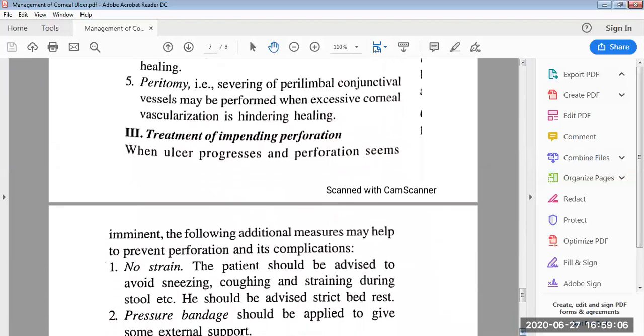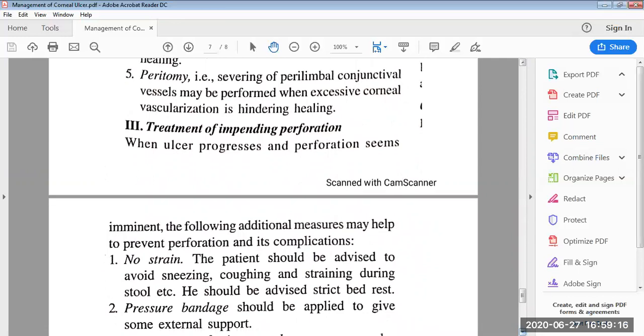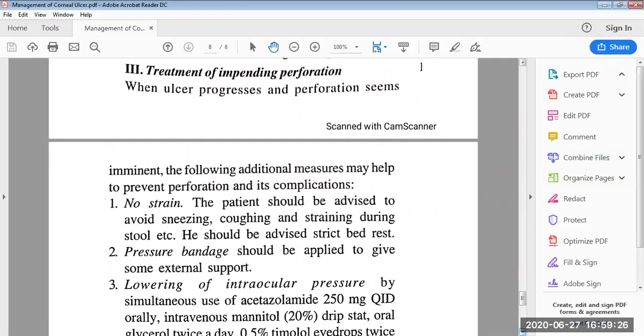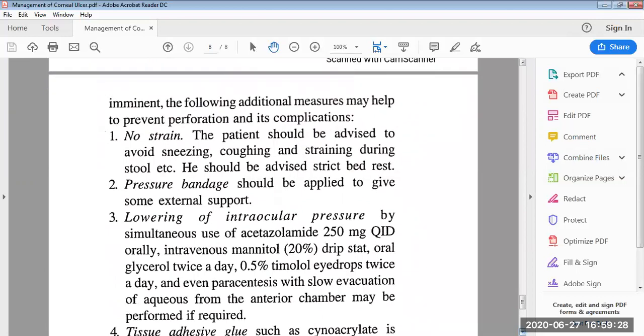Then peritomy, the severing of perilimbal conjunctival vessels, may be performed when excessive corneal vascularization is hindering the healing. Then next is the treatment of impending perforation. When the ulcer progresses and perforation seems imminent, the following additional measures may help to prevent perforation and its complications.